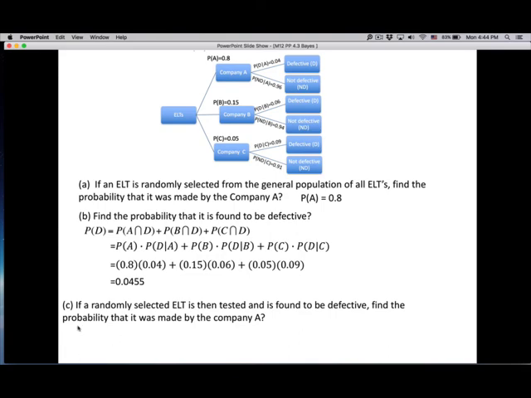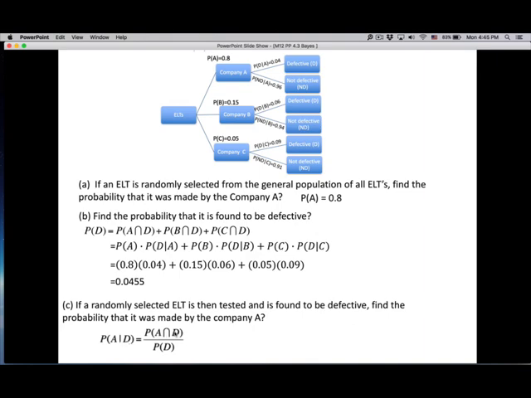Okay, and then C: if a randomly selected ELT is tested and is found to be defective, find the probability that it was made by company A. So this is the Bayes theorem, right? This is a conditional probability. We already know this ELT is defective. Okay, this is using the additional given information here. And then I want to find the initial probability, the probability that it was made by company A. Okay, probability of A, given that the ELT is defective.